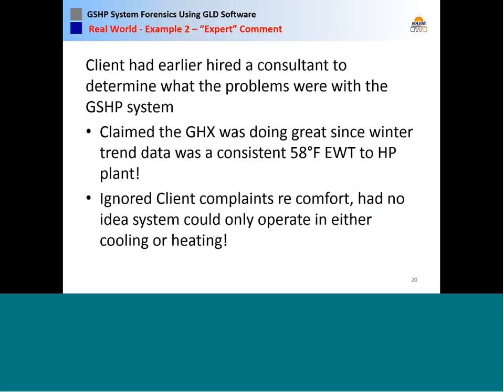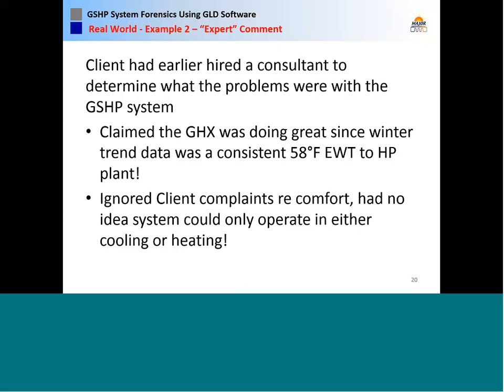Earlier, the client had hired a consultant to determine where the problems were with the system. And he claimed the ground loop was doing great in the winter because he had a consistent 58 degrees entering water temperature to the heat pump plant. And our comment when we saw that was, well, yeah, that's 58 degrees because he's not getting any heat exchange in it, so he's not using the ground loop.